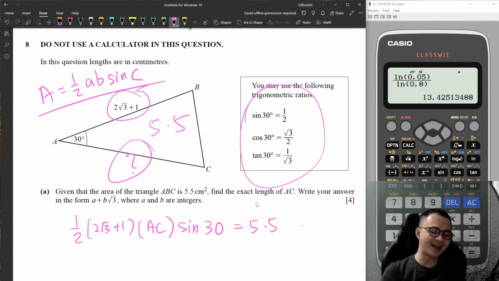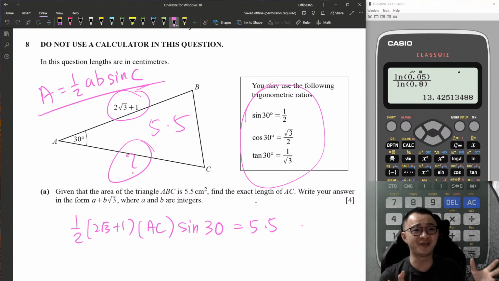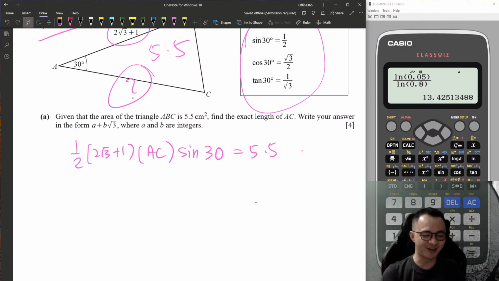You might ask, sir, why they give us cos and tangent also? Because the question doesn't want to give you the hints. You must use sine to find an area. They don't want to give you any hints, so they just give you all the sine, cos, tangent.